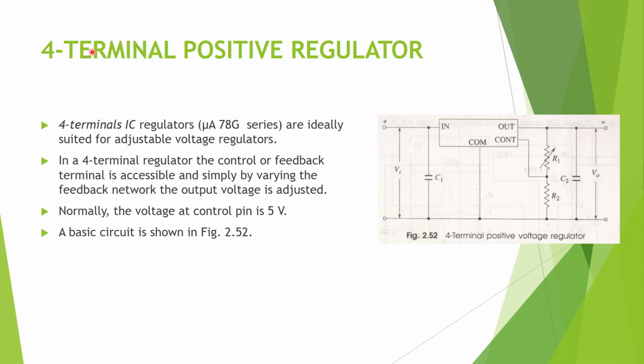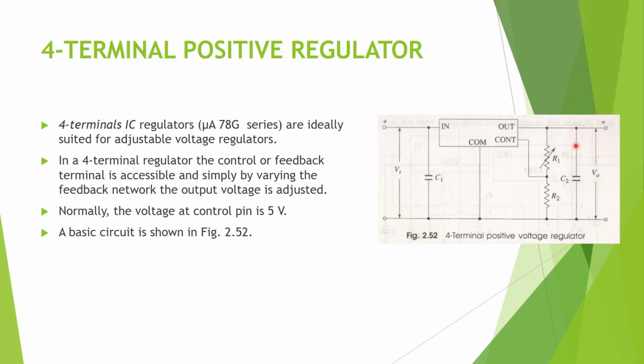As the name itself suggests, a 4 terminal positive regulator will have 4 pins. One is the input, another is the common ground, then you have the control pin which controls the amount of output voltage, and you have the output pin. So this makes it a 4 terminal regulator. Previously we had 3 terminals, input, output and ground. Now we have the 4th terminal also, the control pin. So μA78G is one such commercially available voltage regulator.